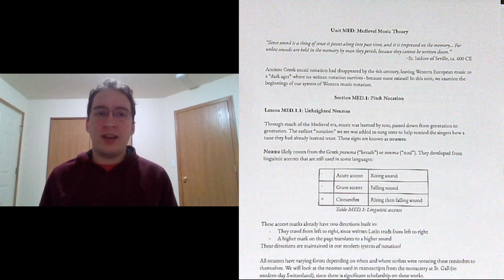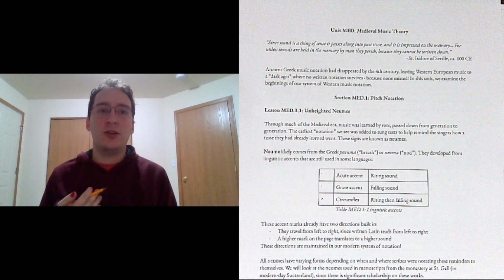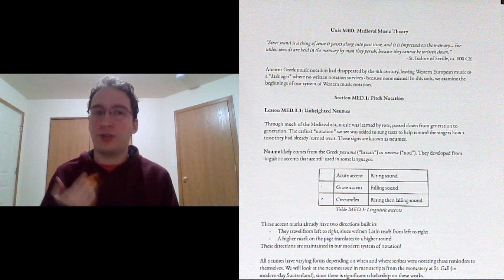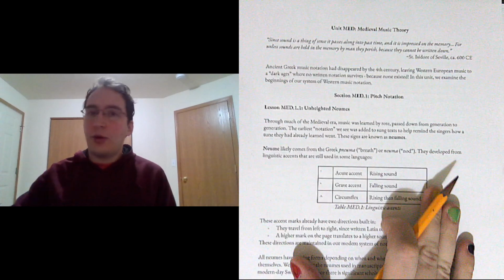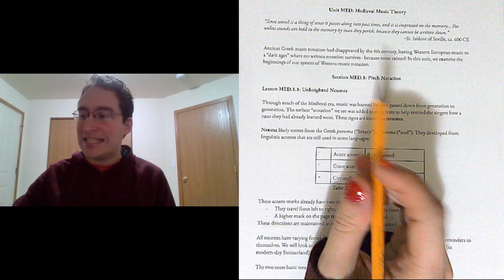Through a lot of the medieval era, we don't have a lot of surviving music notation. A lot of music was passed on orally. It was taught by rote from generation to generation, and it survived that way. However, eventually people realized, hey, there's kind of a lot of music to memorize out there. So they started developing techniques to help them remember it in some sort of written, permanent way. So the first method that we'll see here is known as unheighted neumes.